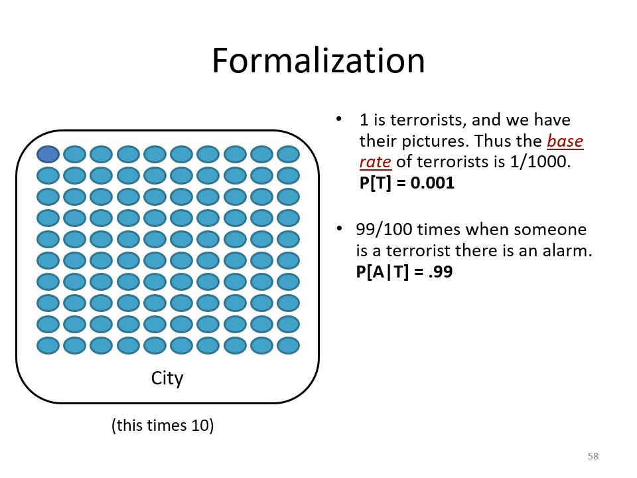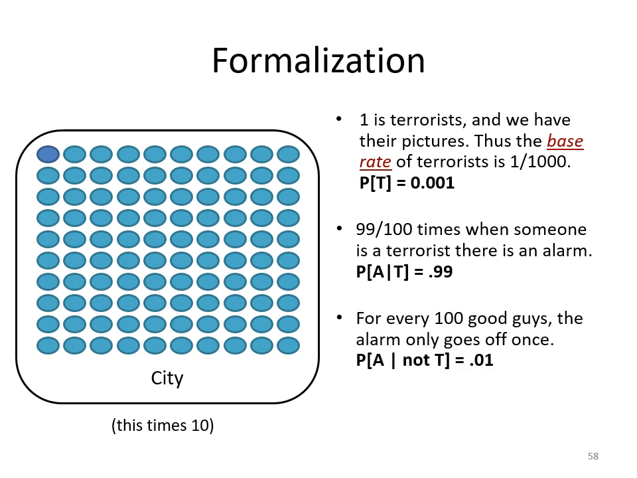We can now formalize how good the face detector system is, because we can say 99% of the time when we detect someone as a terrorist, they are. So the probability, given that we have an alert, that this person is actually a terrorist is 0.99. That is what it means to be 99% accurate. And the probability of an alert, given that the person we're looking at is not a terrorist, is 0.01. Because this says 1% of the time we're going to look at somebody who's not a terrorist and raise an alert anyway.